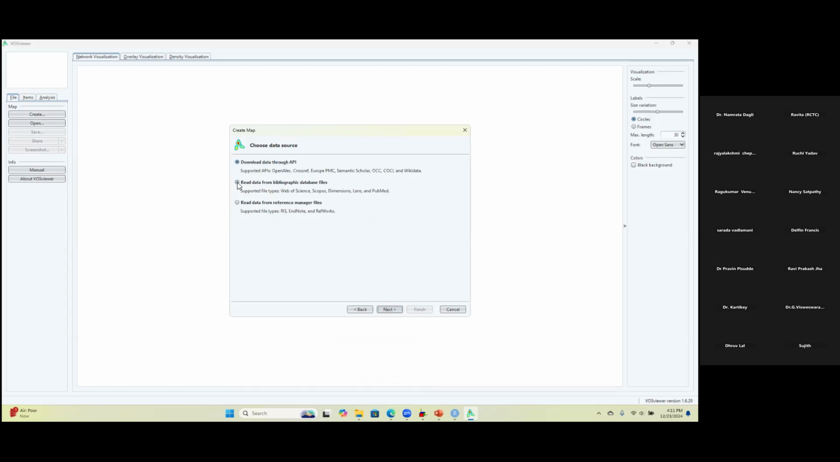I've already shown you how to create a file. So I'm selecting the second option. Then I'm going to select the second option here. Next, I select dimension.